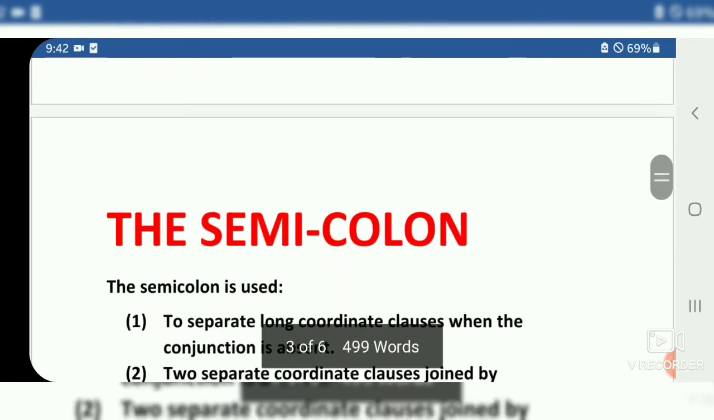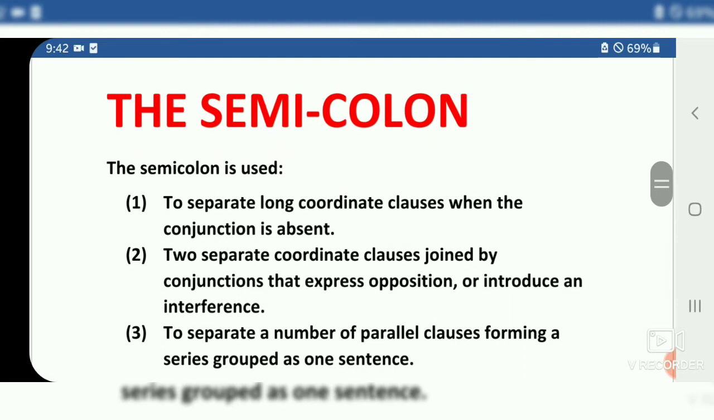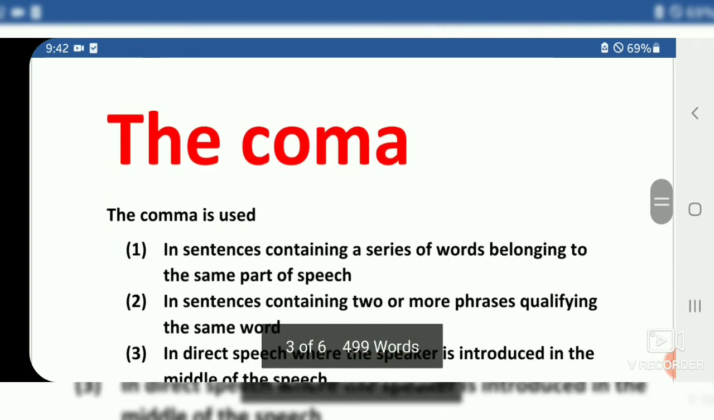The next part is the semicolon. The semicolon is used, number 1, to separate long coordinate clauses when the conjunction is absent. Number 2, two separate coordinate clauses joined by a conjunction that express opposition or introduce an inference. Number 3 is to separate a number of parallel clauses forming a series grouped as one sentence.